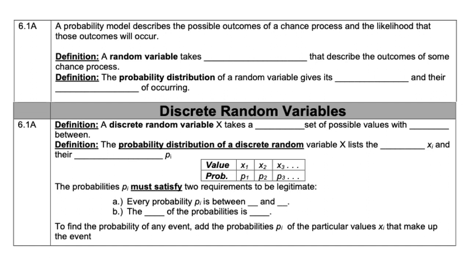And a random variable, so what we're defining, those take numerical values, and they describe the outcome of some chance process. So the probability distribution of a random variable gives its possible values and their probability of occurring.